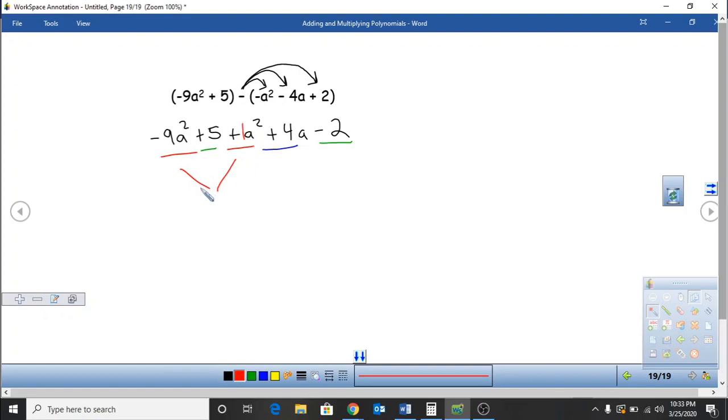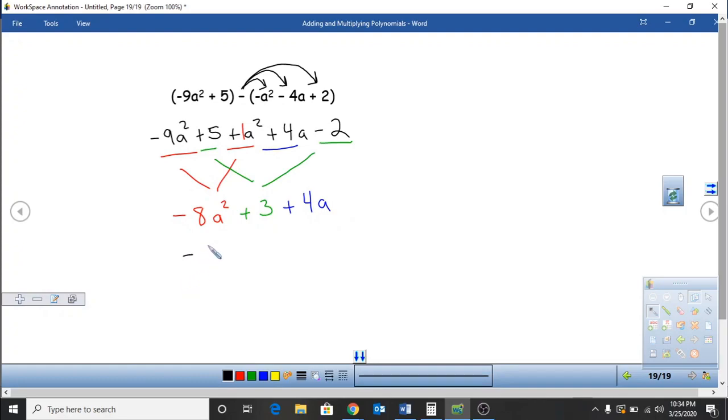So I'm going to start by combining my a squareds. Well, if I have negative 9a squareds and I add 1a squared, because again, there should be a 1 right here, you could use a calculator, or you could just trust me that this is negative 8a squared, right? Because I have negative 9 and I added 1. I'm going to take my numbers next, which I have 5 minus 2, which is pretty simple because that's just plus 3.